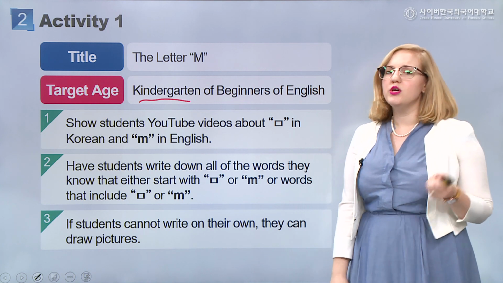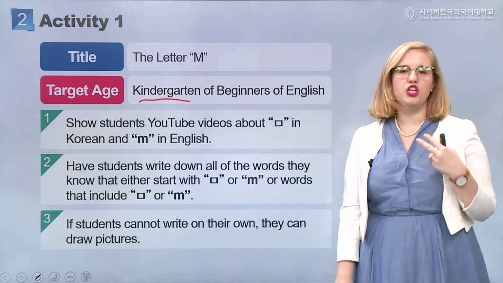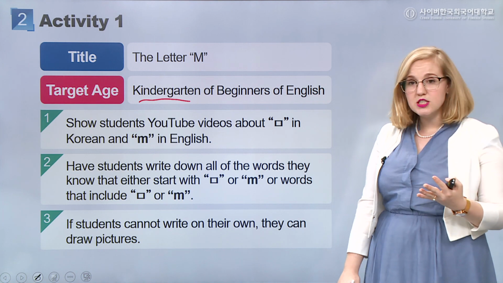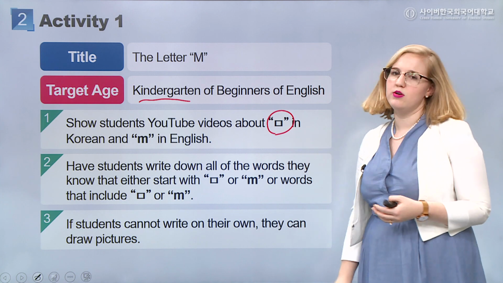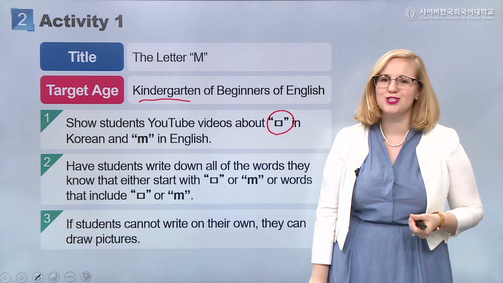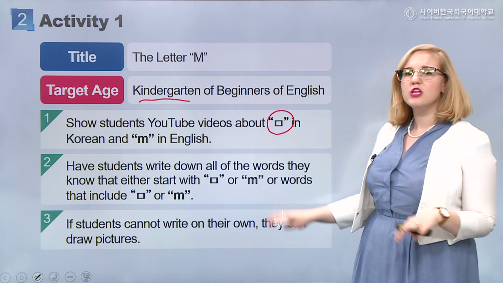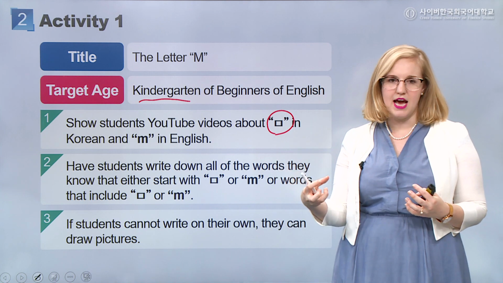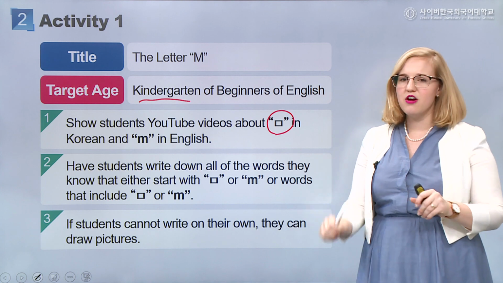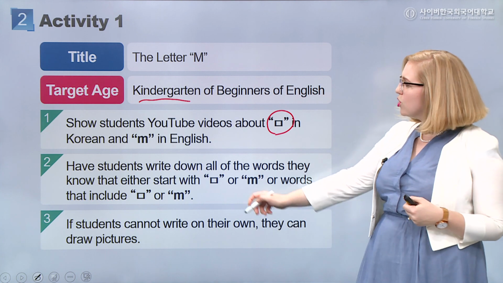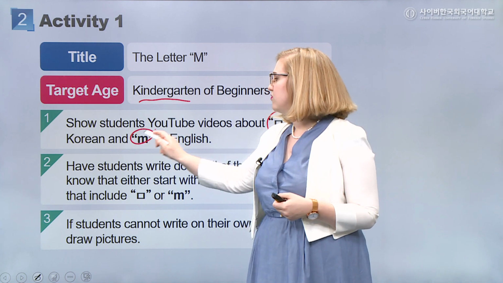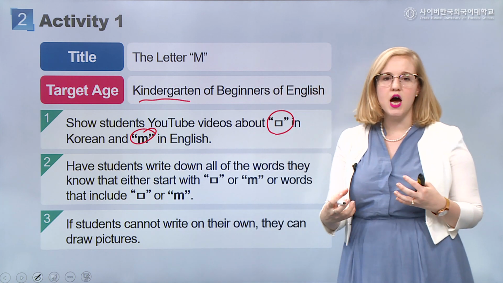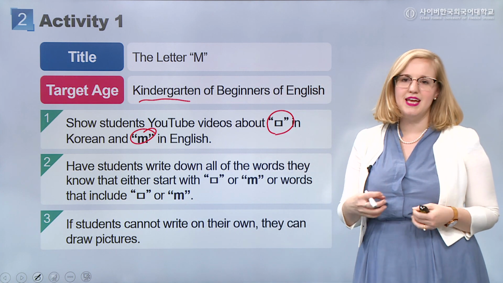So what we're going to do is show students 2 different YouTube videos. The first one is in their native language. So we're going to use Korean, of course, because we're assuming your students are Korean. We're going to show students a specific YouTube video all about the mium sound in Korean. So that'll be our first step. Then we're going to show them another YouTube video all about the M in English, the letter M in English.